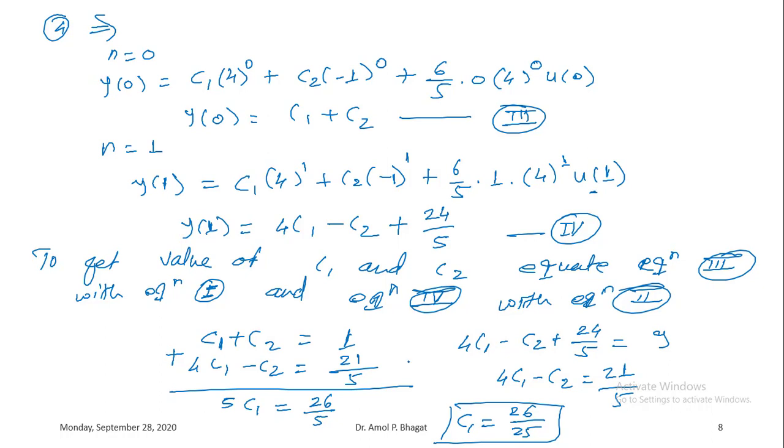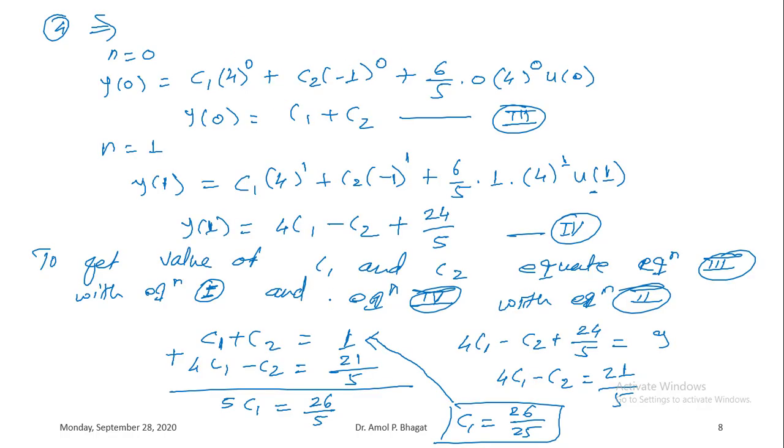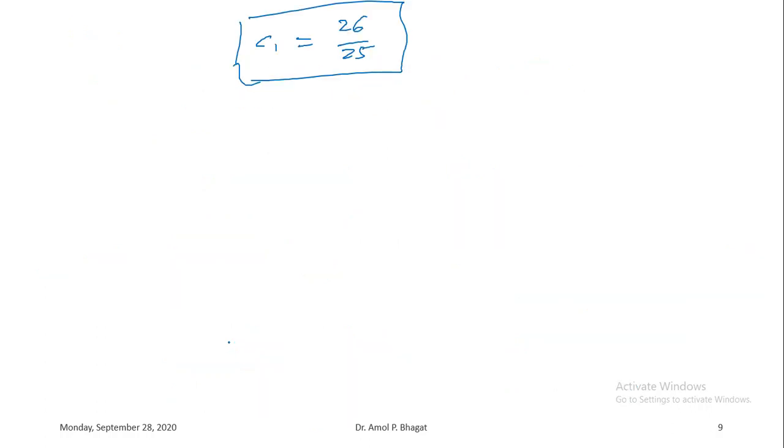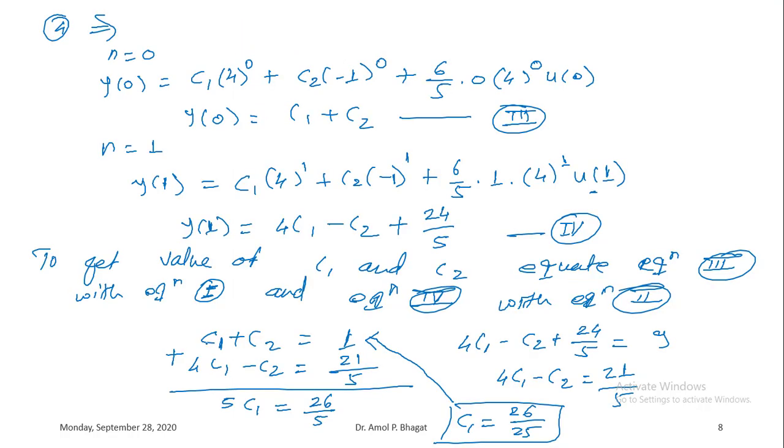Similarly, you can substitute this c1 value in this equation to get the value of c2. So your c1 is 26 by 25. If I substitute this value in place of c1, what will I get for c2? So c2 is equal to 1 minus 26 by 25, sending this to the right hand side.